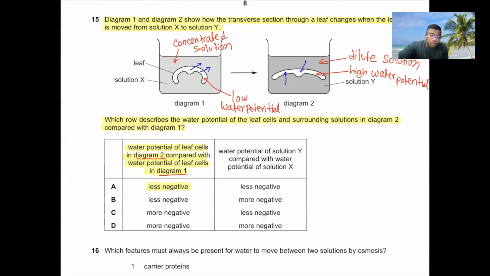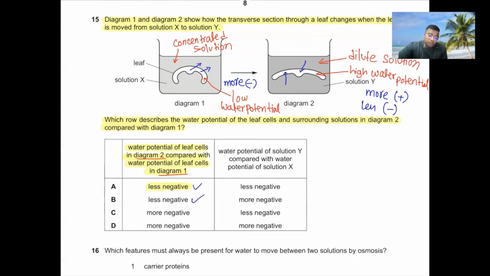Since low water potential means more negative, high water potential means more positive. So it will be less negative then. So less negative, that part is correct.